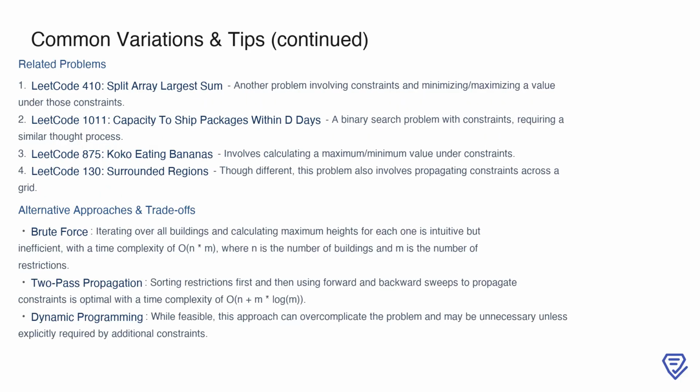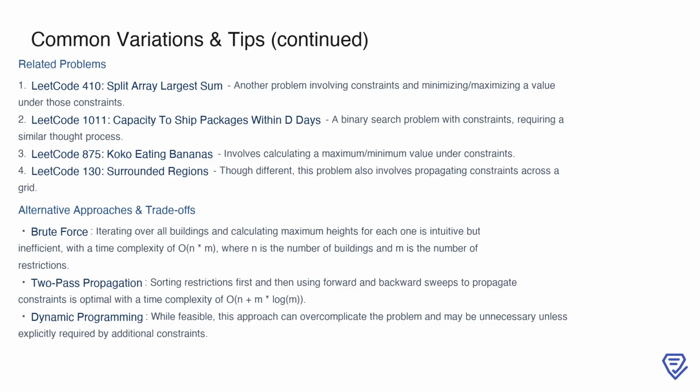There are several related problems on LeetCode that share conceptual similarities with this one. For example, LeetCode 410, Split Array Largest Sum, involves dividing an array while minimizing the maximum sum, which requires working within constraints. Similarly, LeetCode 1011, Capacity to Ship Packages Within D Days, and LeetCode 875, Koko Eating Bananas, both involve constraint-based calculations to determine optimal values. Even LeetCode 130, Surrounded Regions, while different in context, also requires propagating constraints across a grid, making it conceptually related.